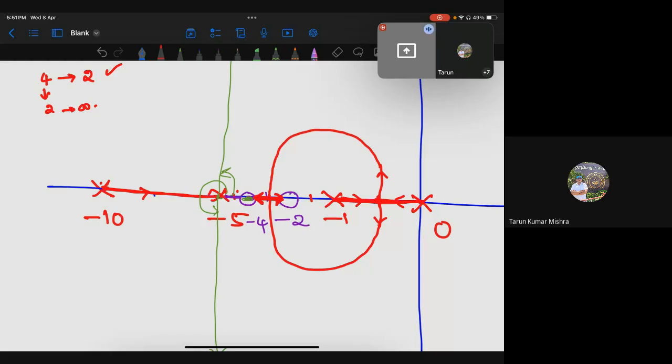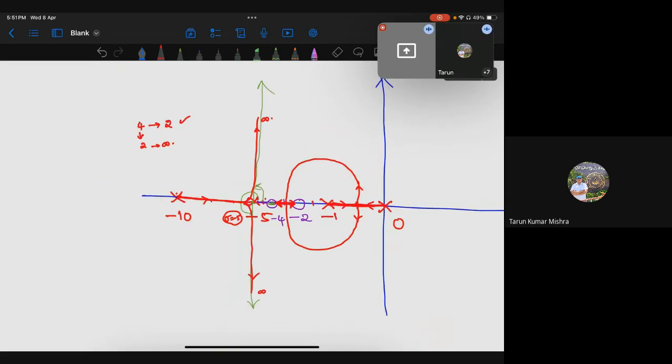We found that sigma is already -5, the centroid. So basically this -5 starts and travels in this direction, the departure direction. Both do like that, and one pole will go like this, and another pole will go like this towards infinity. Is it clear? So this is the root locus.